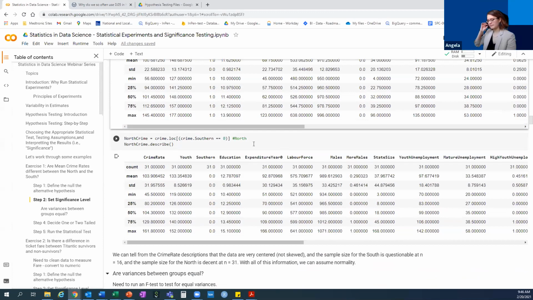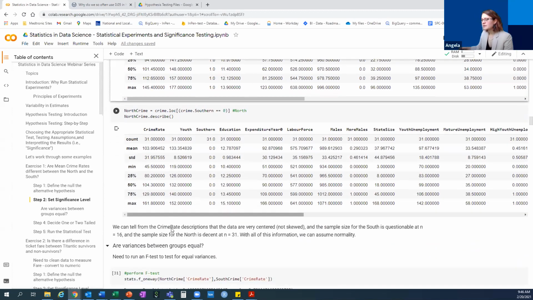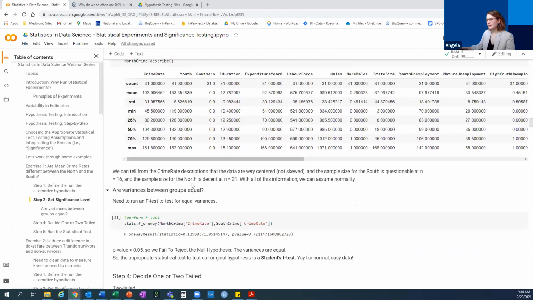Let's do the same for the North. All right, so we have a slightly higher count. Mean and median are very close. Difference between the min and the mean is about 50, and the mean and the max is about 56. That's pretty close. So my conclusion is that we can tell the data are very centered, not skewed. And even though the sample size for the South is questionable at 16, I'm gonna say I can assume normality. No need to test here.